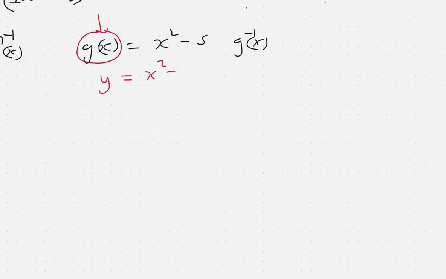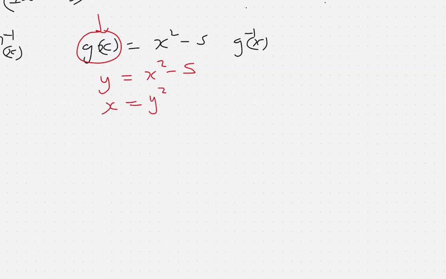Step 2, switch the x and the y. Since y is right here, I'm going to remove that y and put x there. And since x is there, I'm going to put y there and square it. Remember, I replace the x with y. So x equals y squared minus 5. Objective, to get y by itself.